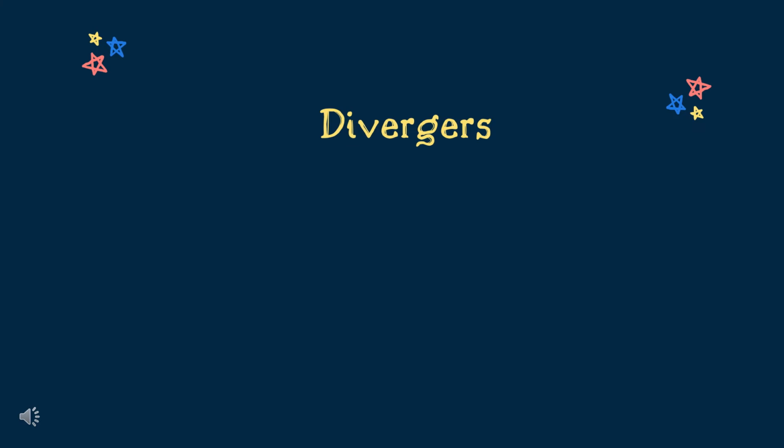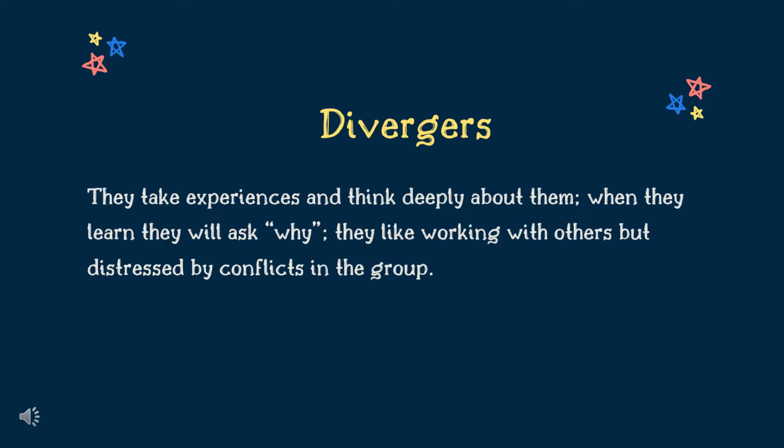Now let's have the divergers, or those learners who use personal experiences and practical ideas to formulate theories that they could apply more widely. So they take experiences and think deeply about them. When they learn, they will ask why. And they like working with others but are distressed by conflicts in the group. And these learners feel and watch, meaning there's a combination of concrete experience or feeling and reflective observation or watching. And they excel in generating ideas and brainstorming, and they have imaginative ability to view situations from many perspectives.